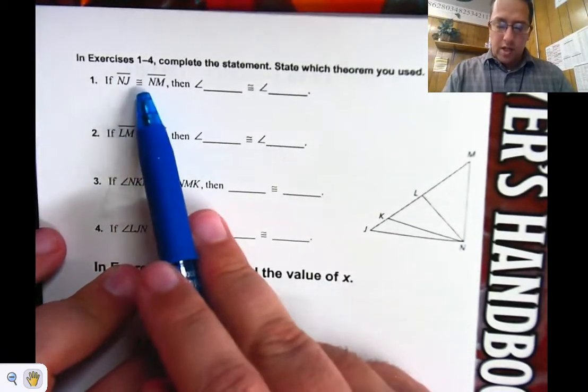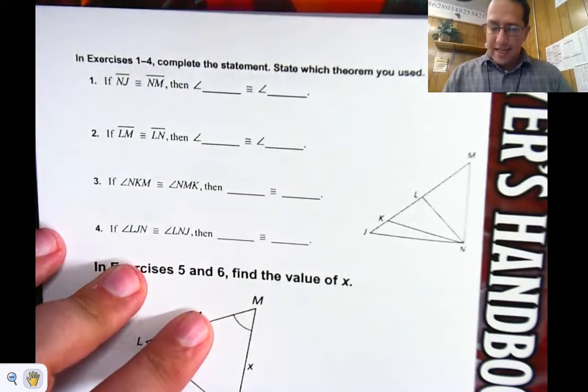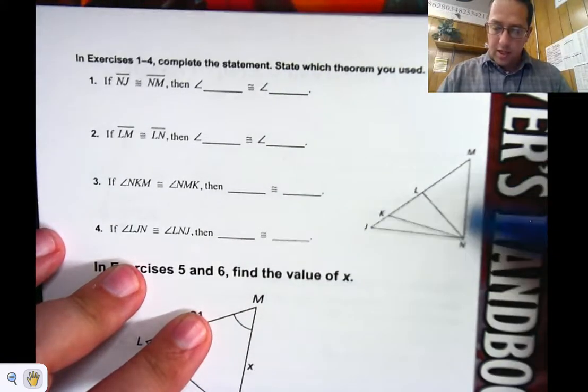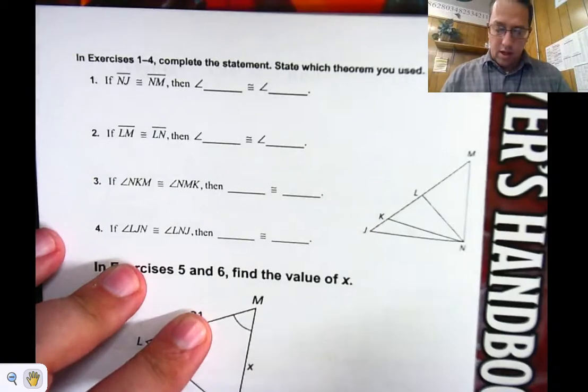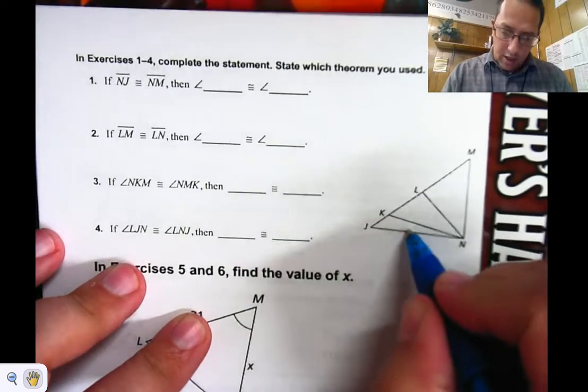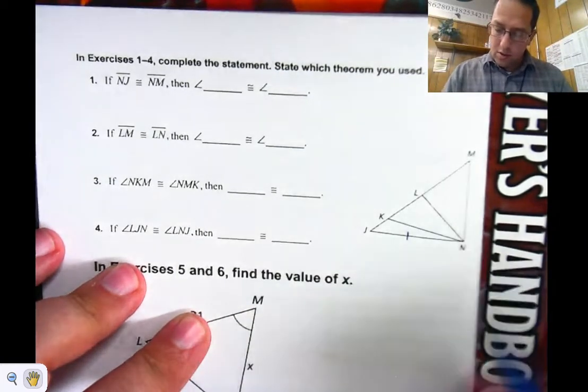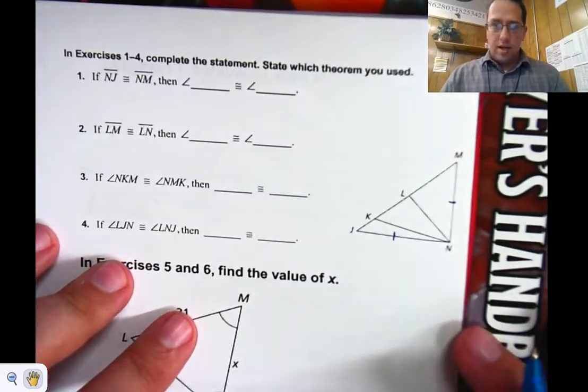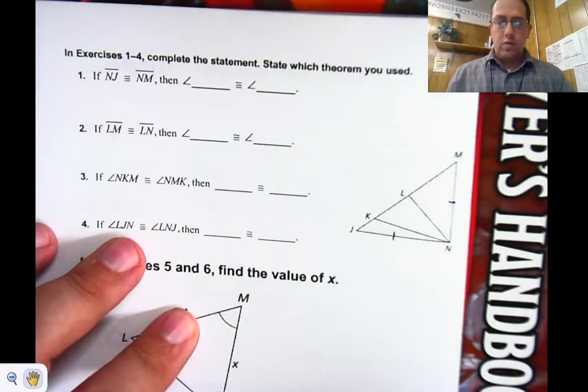We have segment NJ is congruent to segment NM. So let's see, segment NJ is right here, segment NM is right there. So segment NJ, I'm going to go ahead and mark it, is congruent to segment NM. Okay, so the question is, which two angles will be congruent?